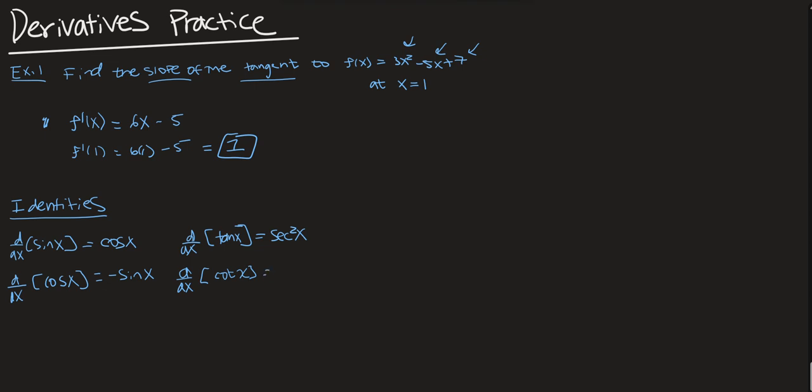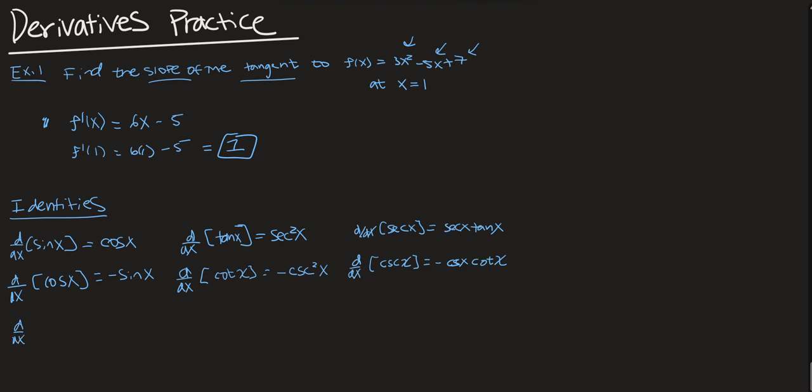So the derivative of cotangent will be negative cosecant squared x. And then the derivative of secant will be secant x tangent x. And the derivative of cosecant will be minus cosecant x cotangent x. Oh, sorry, it's kind of sloppy. And then there's only a couple more.